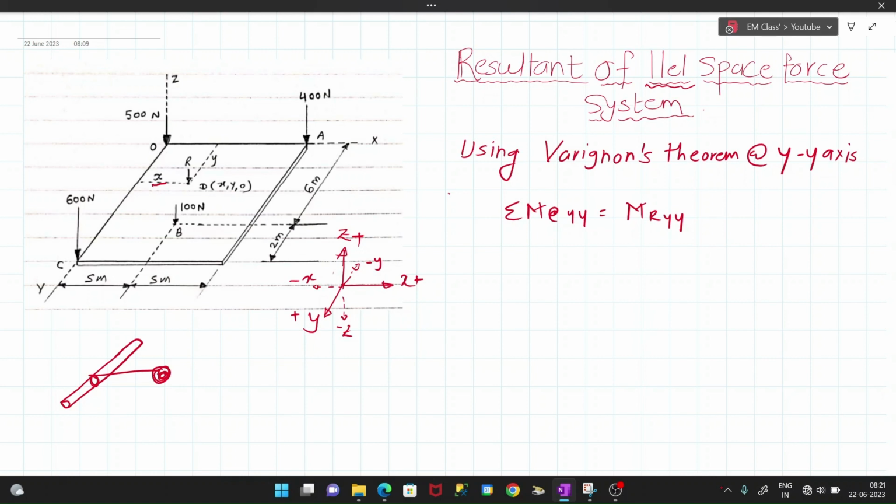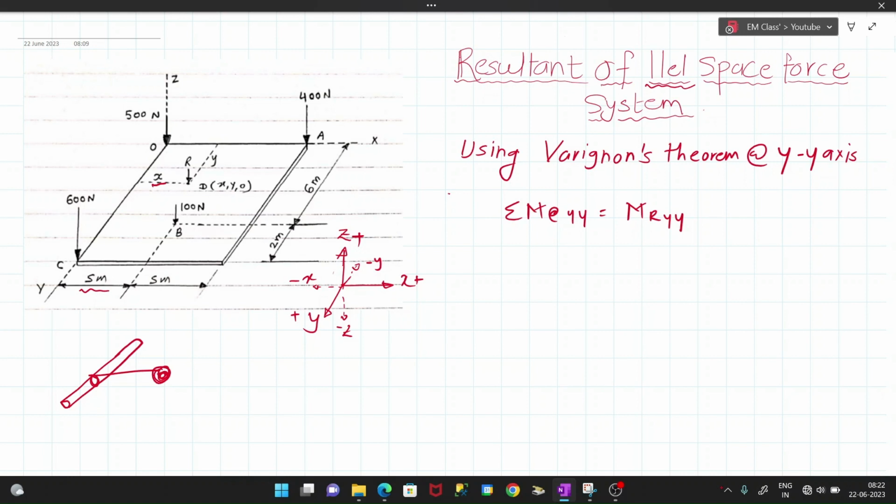The same thing will happen with the 500 Newton force. As it is on the y-axis, it will not create any moment about the y-axis. Now which forces will create moment? The 100 Newton and 400 Newton forces. What is the position of the 100 Newton force with respect to the axis? It is 5 meter.